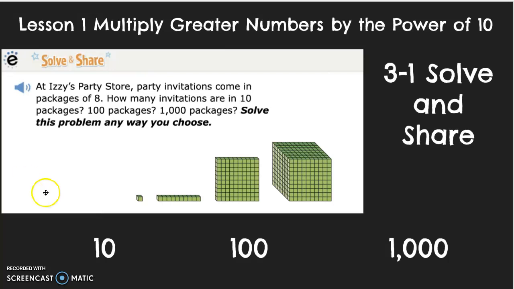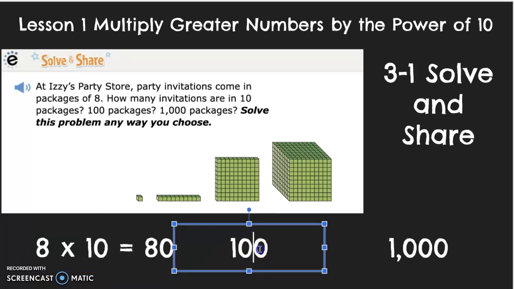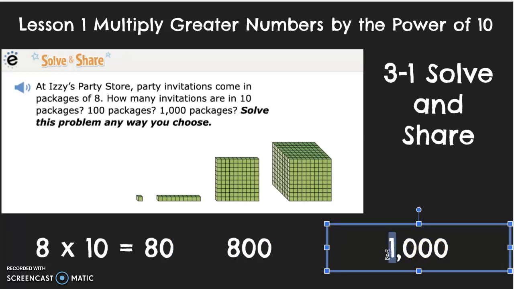And now, how I would do it, and some of you may have done it differently, but I know there's 8 in every one. If I have 10 packages, I'm just taking 8 times 10, and that means in 10 packages, I should have 80. Now, from there, I look at 8 times 100, it's got 2 zeros, so I know the answer is going to be 800. And with 1,000, it's got 3 zeros, I know the answer is going to be 8,000.